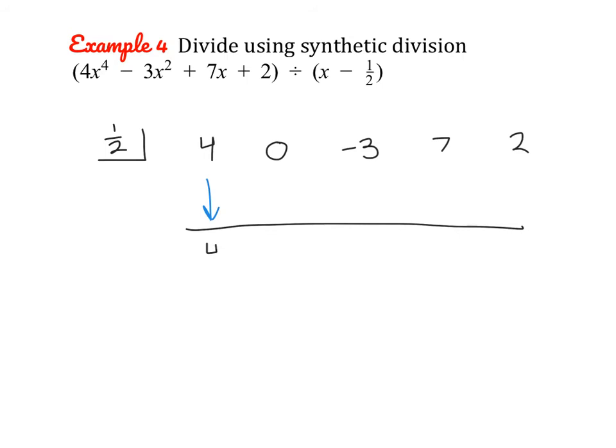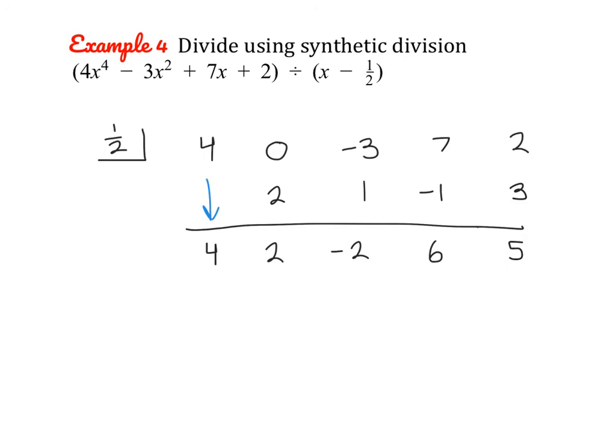So drop your first term, and then we start the process. 1/2 times 4 is 2, and then add vertically. 0 plus 2 is 2. 1/2 times 2 is 1. Remember, multiplying by 1/2 is just dividing by 2. Negative 3 plus 1 is negative 2. 1/2 times negative 2 is negative 1. Add vertically, you get 6. 1/2 times 6 is 3. And then we add vertically, and we get 5.